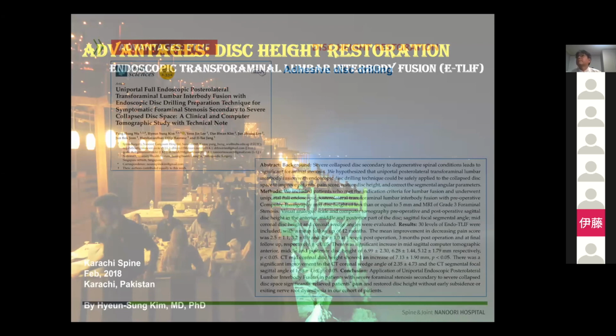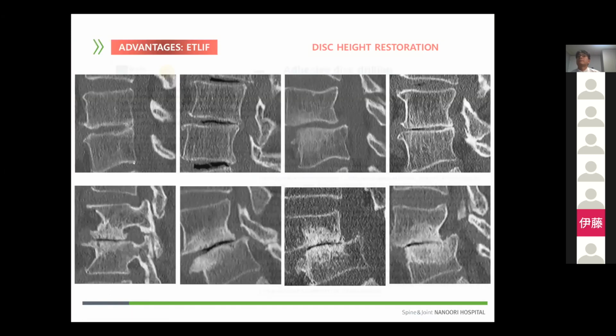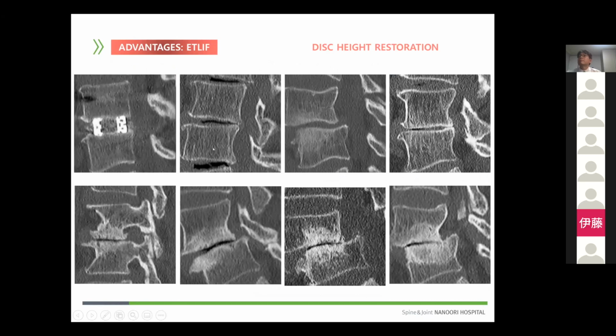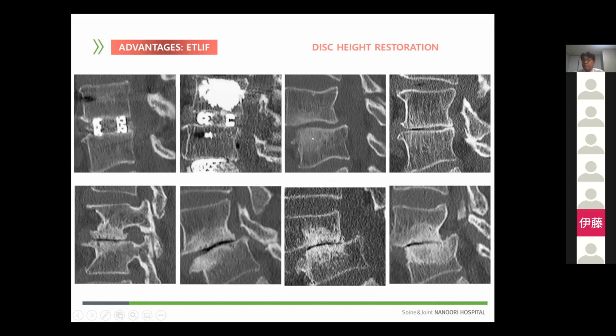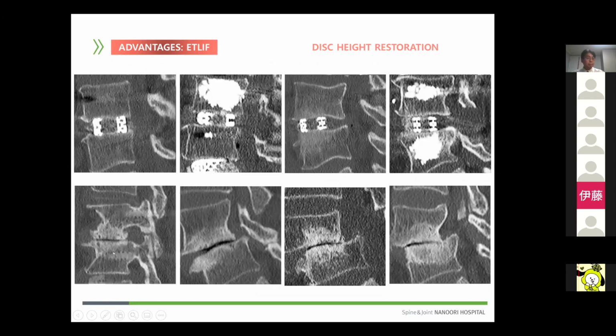This technique and this result were already published in my article in Brain Science. And you can see here, for example, in cases like this, before, we believed that it was not easy to restore the disc height under open surgery. But with the adhesive disc drilling technique, you can see this case can be restored sufficiently. We hope to make sufficient restoration like this.